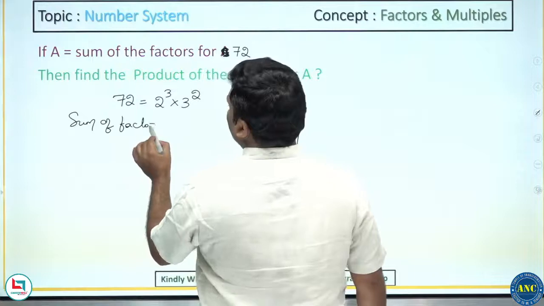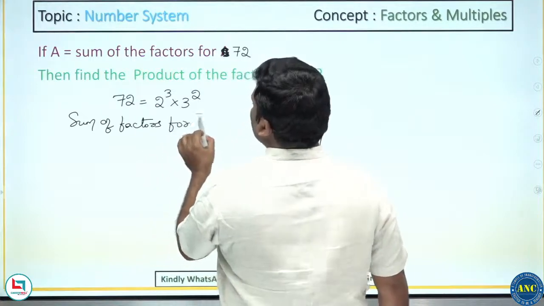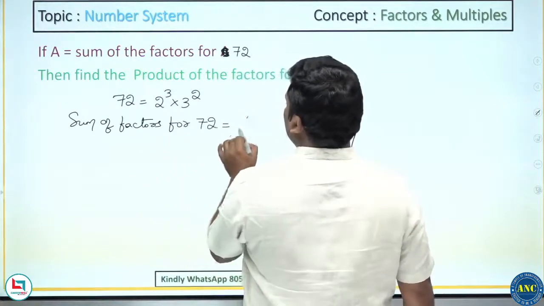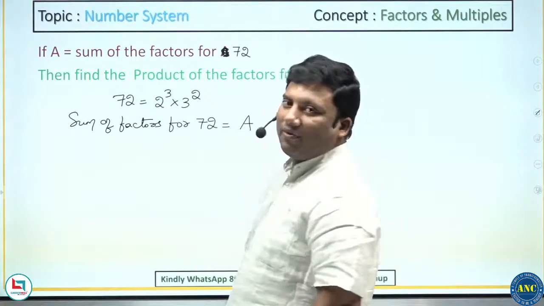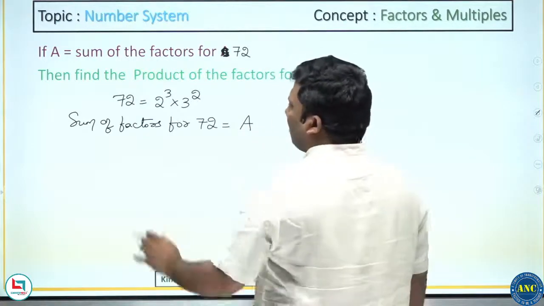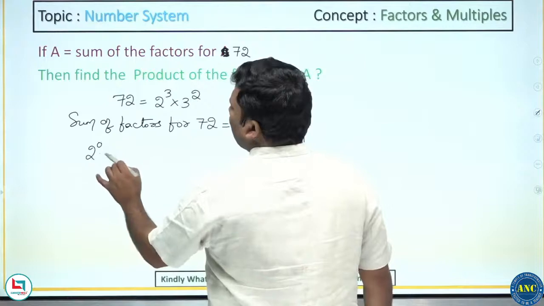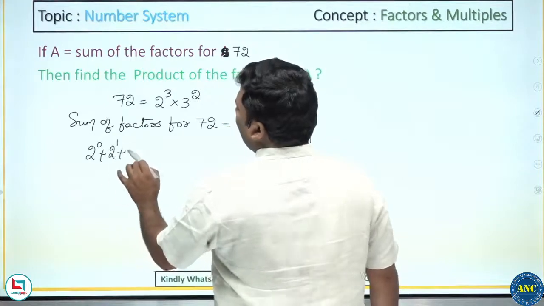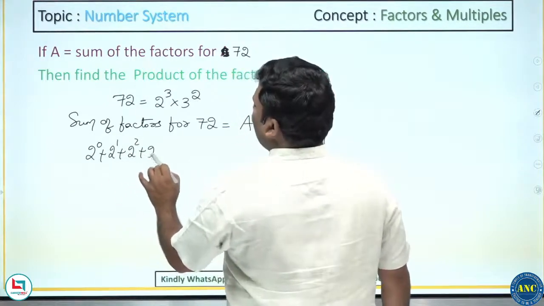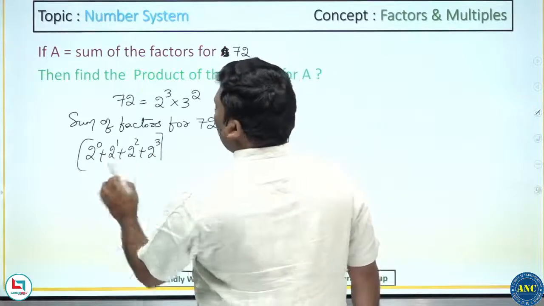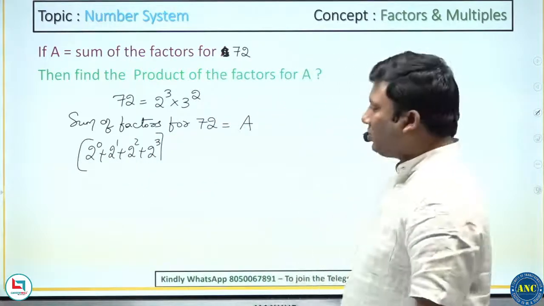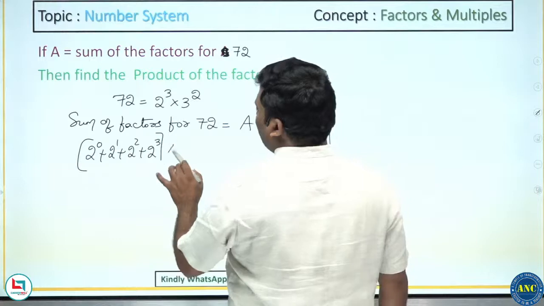Sum of the factors for 72. Find the sum of the factors for 72 and the value is equated with A. How to find out the sum of the factors? Write down all the powers of 2 starting from 0 to 3: 2 power 0 plus 2 power 1 plus 2 power 2 plus 2 power 3.